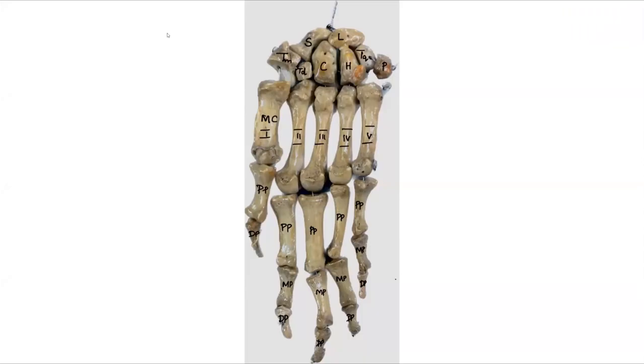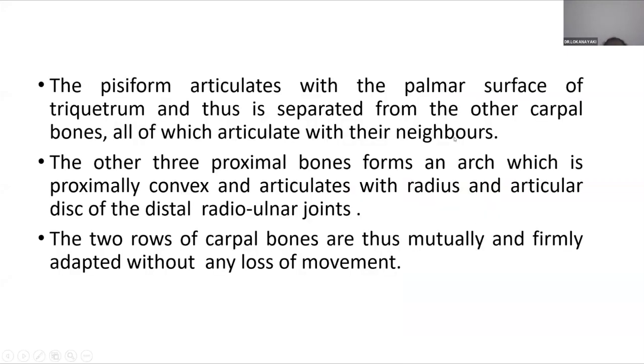So the various carpal bones from medial to lateral in the proximal row are pisiform, triquetral, lunate, scaphoid, and in the distal row, hamate, capitate, trapezoid, and trapezium from medial to lateral. This is a right articulated skeleton. The pisiform alone is a unique bone which articulates only with the triquetral, whereas the rest of the carpal bones articulate with each other.